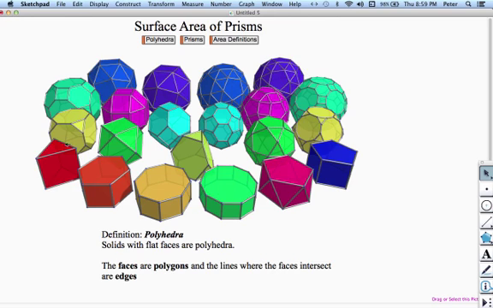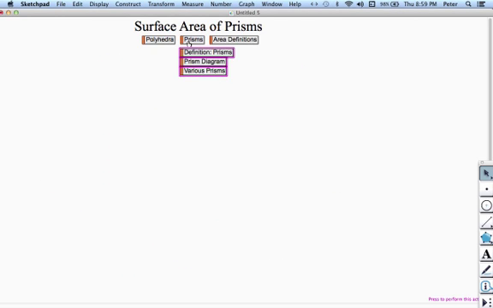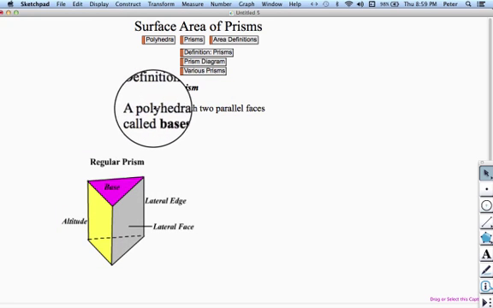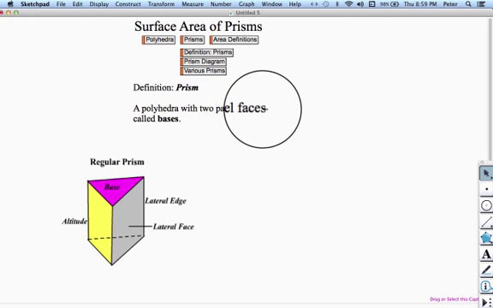Now as we move to the front of the solids pictured, you can see that some of them have sharper corners. And these are prisms. Prisms are special kinds of polyhedra. A prism is a polyhedra with two parallel faces called bases. So you can see that this regular prism pictured here has a triangular base on top. The lateral faces are parallelograms, and then down at the bottom is the other base, which is again a triangle.